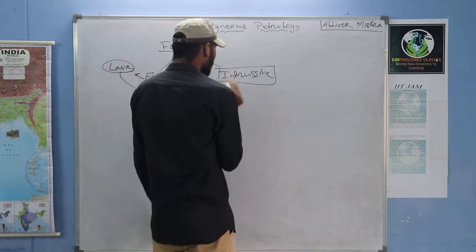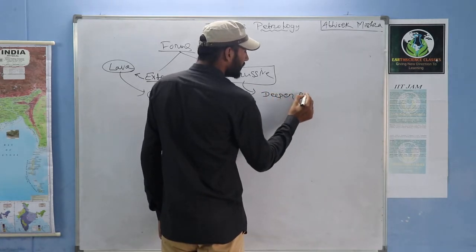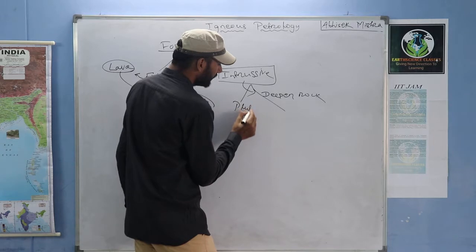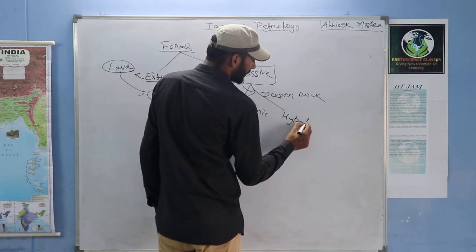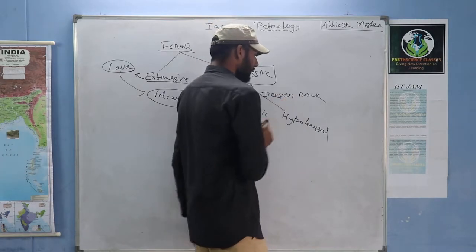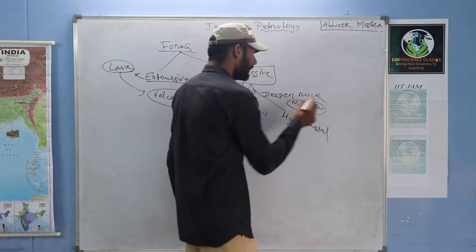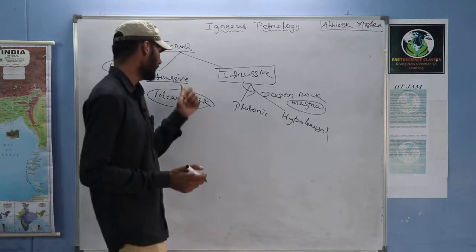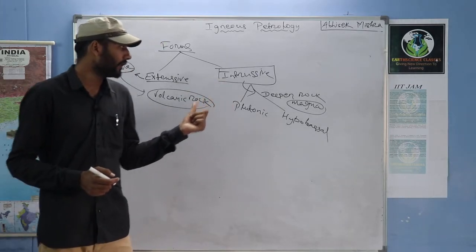In case of intrusive rock, what happens? They are deeper rocks, and we can divide them into two types: plutonic and hypabyssal. These two rocks result from magma. When it is crystallized or solidified from lava, we name it extrusive or volcanic rock. Intrusive means, what do you mean by intrusive?